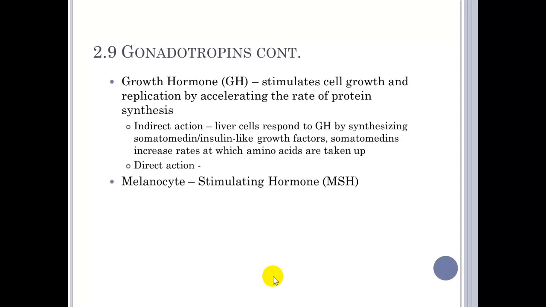Continuing, we get growth hormone as well, which stimulates cell growth and replication by accelerating the rate of protein synthesis. In its indirect action, liver cells respond to growth hormone by secreting somatomedins, insulin-like growth factors. Somatomedins increase the rate at which amino acids are taken up. And melanocyte stimulating hormone is another hormone in the body.